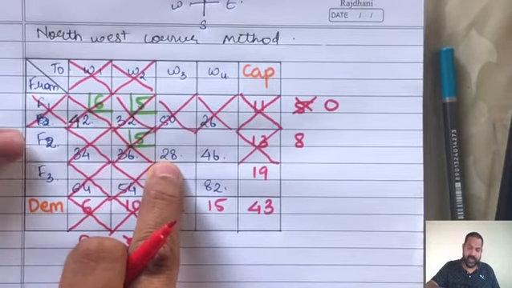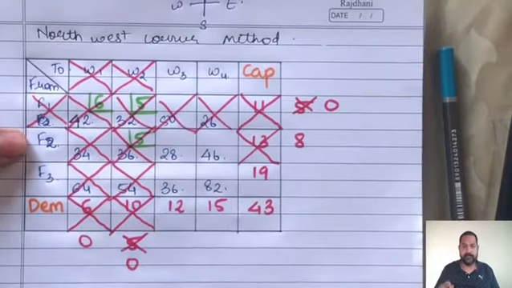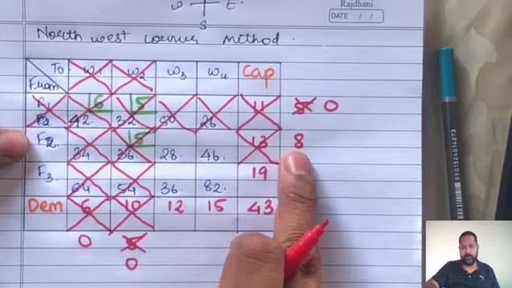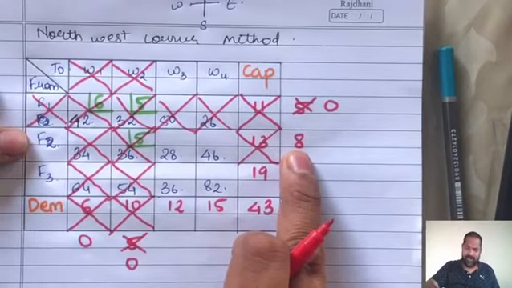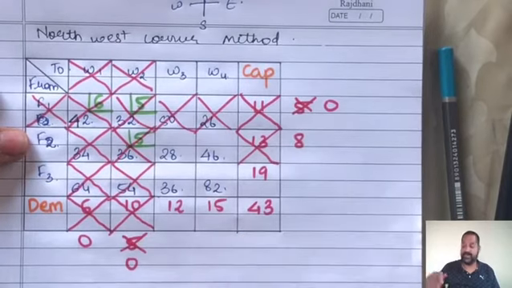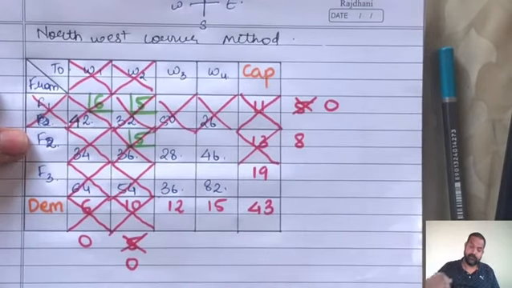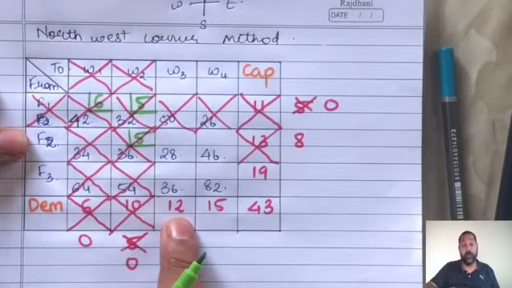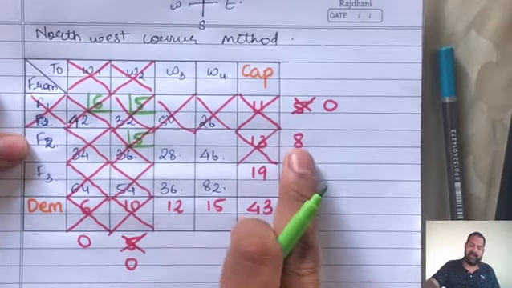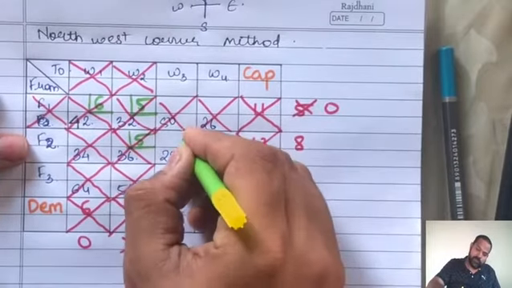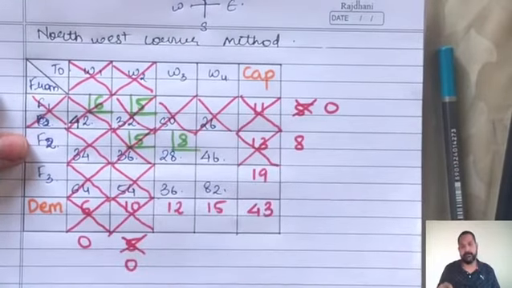Correct? This 28 is for F2W3. F2 has a capacity of 8 units. Why? It had 13. Yes, but it is giving 5 units to W2. So it has only 8 units capacity left. And W3 has a demand of 12. Well, F2 will say, I can't give you 12. I have a capacity of 8. Take 8 from me. W3 will say, okay, give me the 8 units.